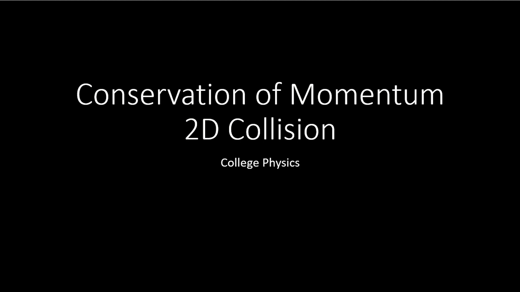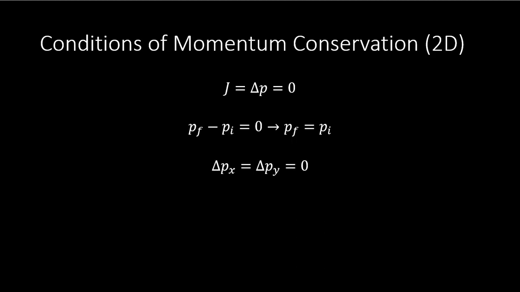Hello, physics class. Today we're going to be going over conservation of momentum in a two-dimensional collision. Conservation of momentum says that directly before and directly after a collision occurs, the impulse J equals 0, which by the impulse-momentum theorem says that the change in momentum also equals 0. This just means that the sum of the final momentums minus the sum of the initial momentums must equal 0. Therefore, the sum of the final momentums must equal the sum of the initial momentums.